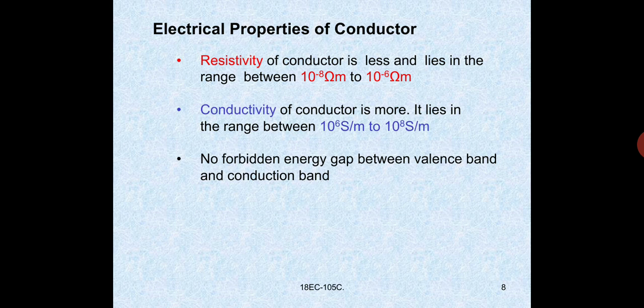And in the conductors, there will not be any forbidden gap between the valence band and the conduction band. These conductors normally have one or two or three free electrons in their valence band.